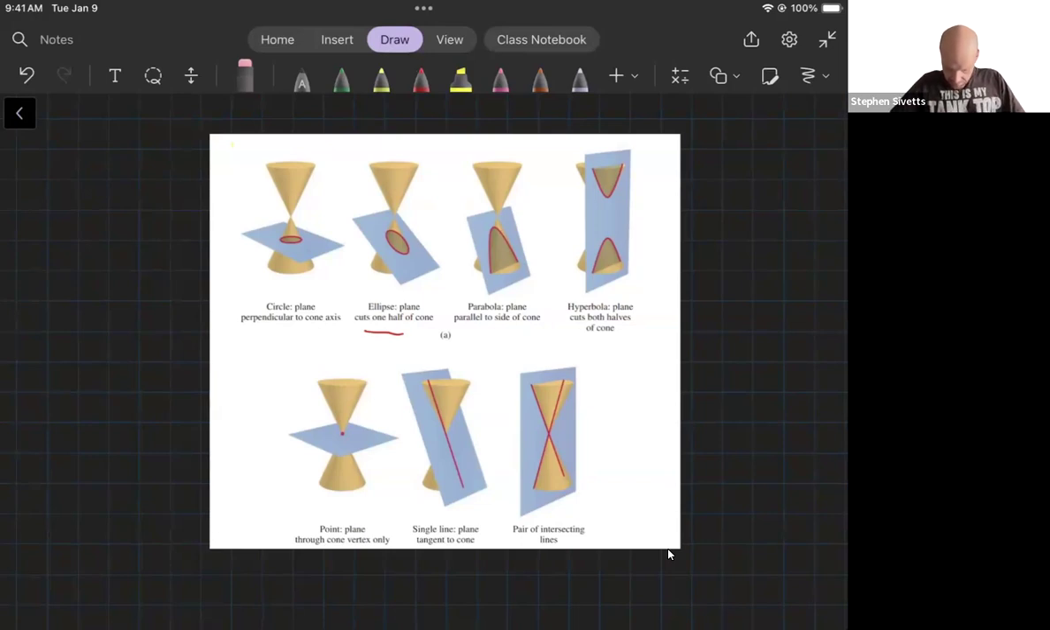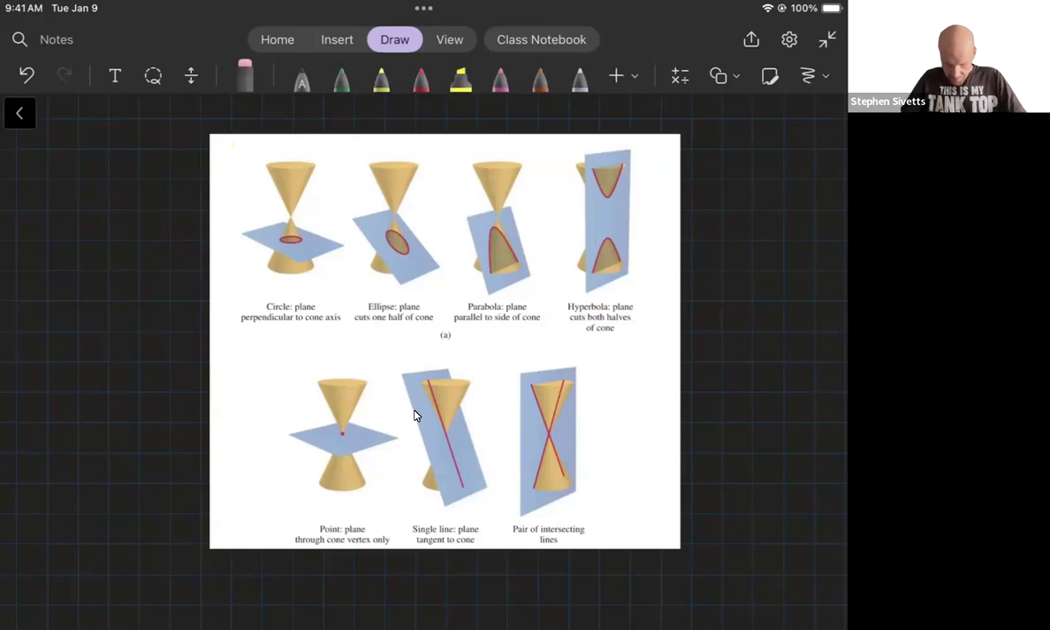And a hyperbola is where the plane is sliced on a two-sided cone, but it's a straight and vertical cut, right? So you'll get these two hyperbolas here. So here and then there, right?